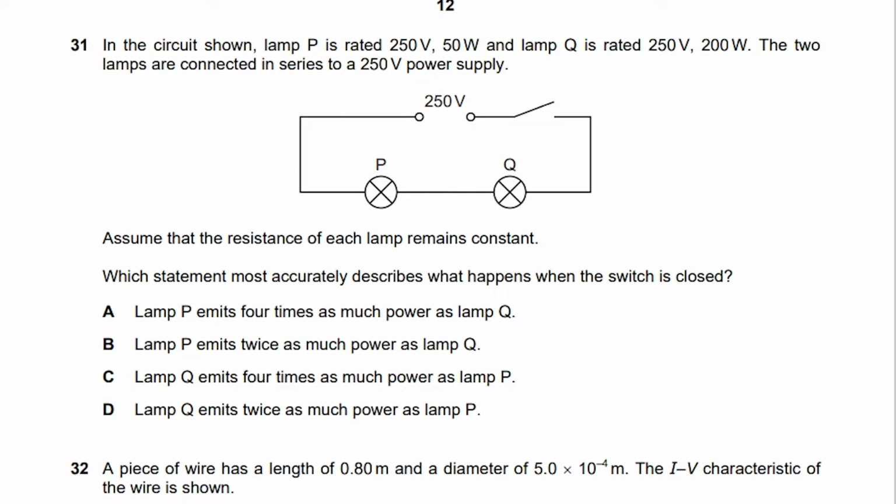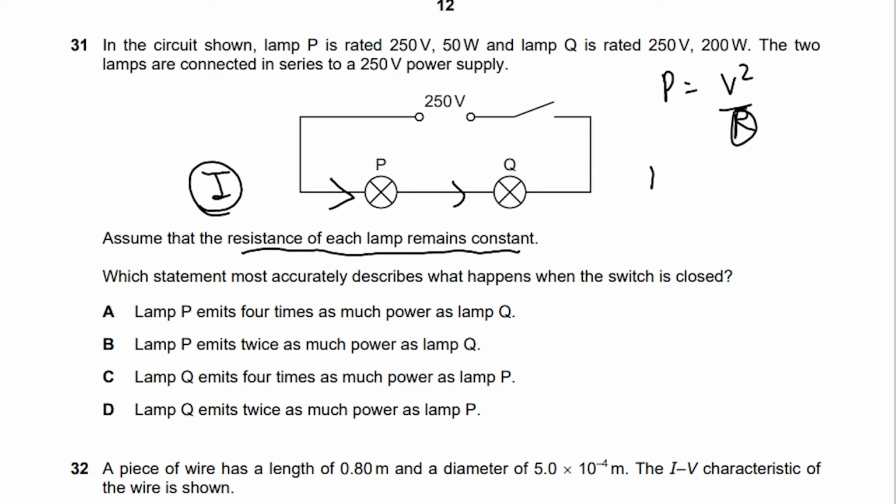Okay, now since this is a series circuit, there is only one conducting path. And this means that the current through lamp P is also the same as the current through lamp Q. The currents in both the lamps are equal, and the resistance of each lamp remains constant. Okay, so the current I is the same in both lamps. There is a formula, P is equal to V squared over R. We are given the power, we are given the potential difference across them. We can use it to find R. Okay, so R is equal to V squared over P.